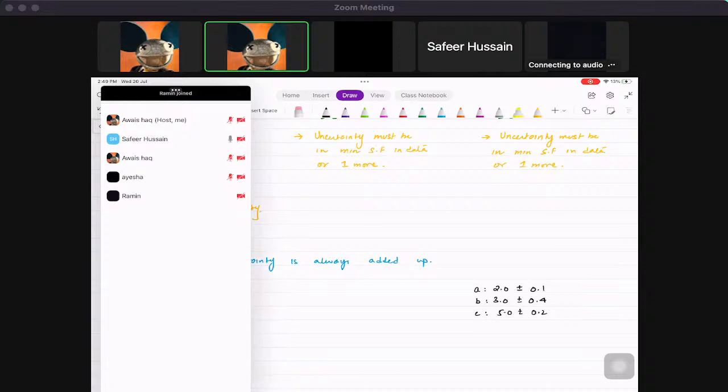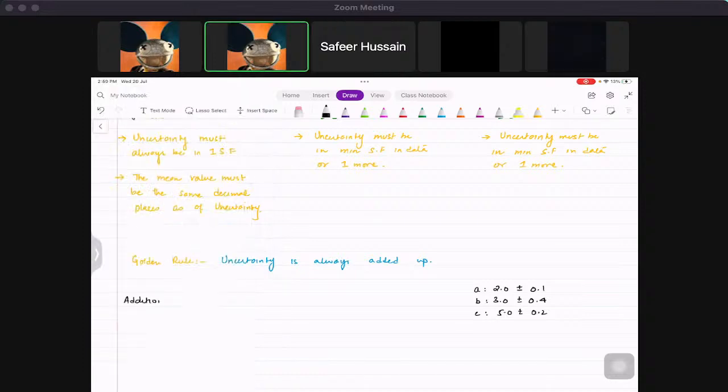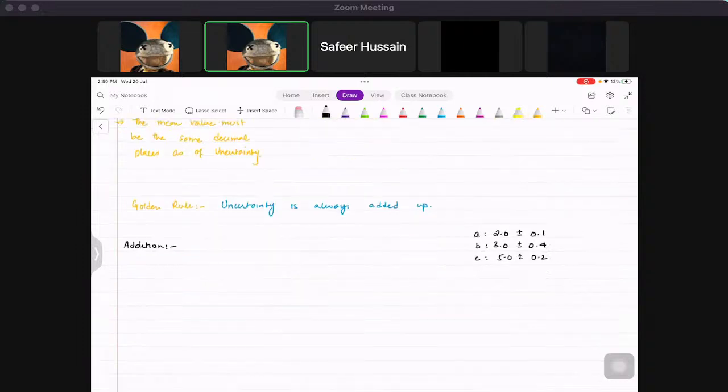Now, the first thing we're going to do is learn how to add them. So we're going to learn addition here. Suppose in the question they've given that they find D, which is equal to A plus B plus C. When you do that, you can find the mean value first. The mean value of D would be equal to 2.0 plus 3.0 plus 5.0, which is equivalent to 10.0.